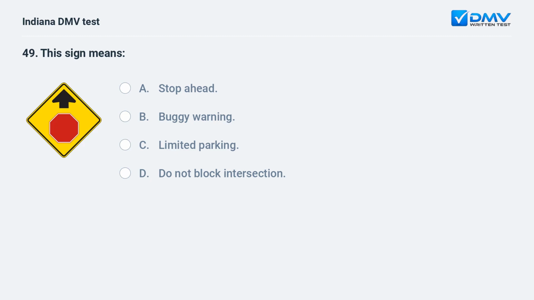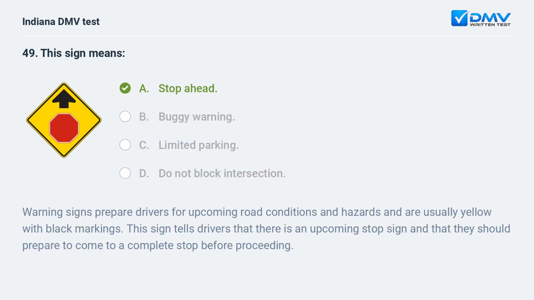This sign means A. Stop ahead. B. Buggy warning. C. Limited parking. D. Do not block intersection. A. Stop ahead. Warning signs prepare drivers for upcoming road conditions and hazards and are usually yellow with black markings. This sign tells drivers that there is an upcoming stop sign and that they should prepare to come to a complete stop before proceeding.